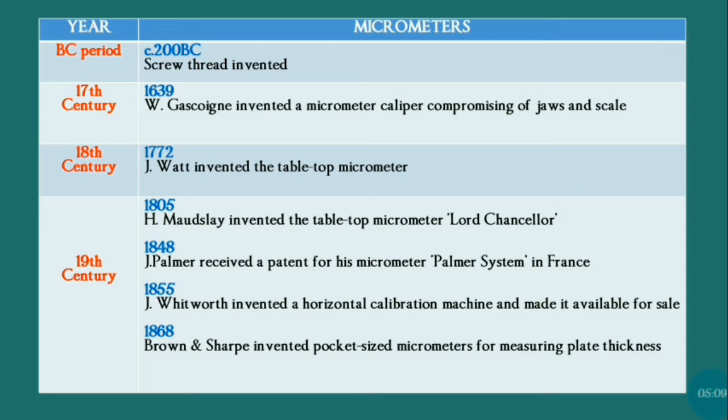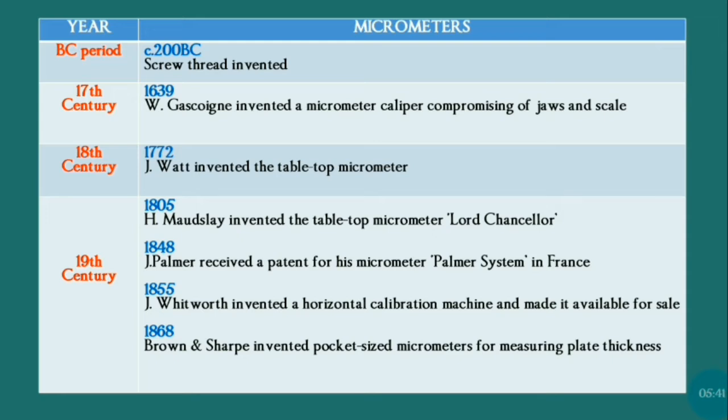During BC period, specifically in c. 200 BC, or 200 before Christ era, screw thread was invented. It was used by the Greek to raise water from a lower to a higher level. The idea of using these same threads for measurement did not exist then. It was during the 17th century when threads were utilized to measure the length of objects.